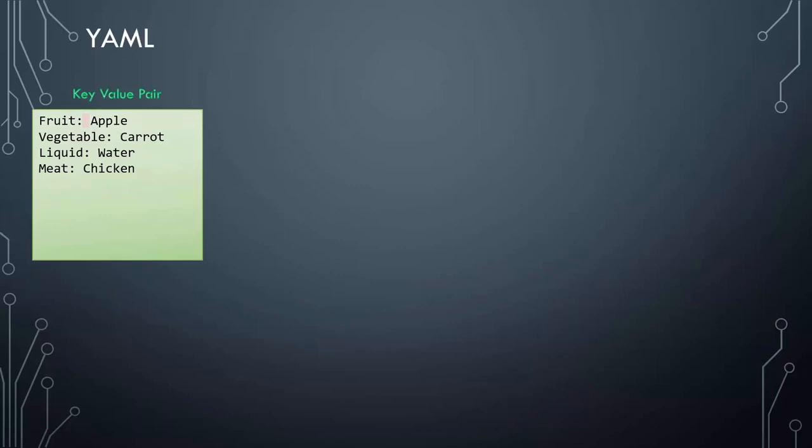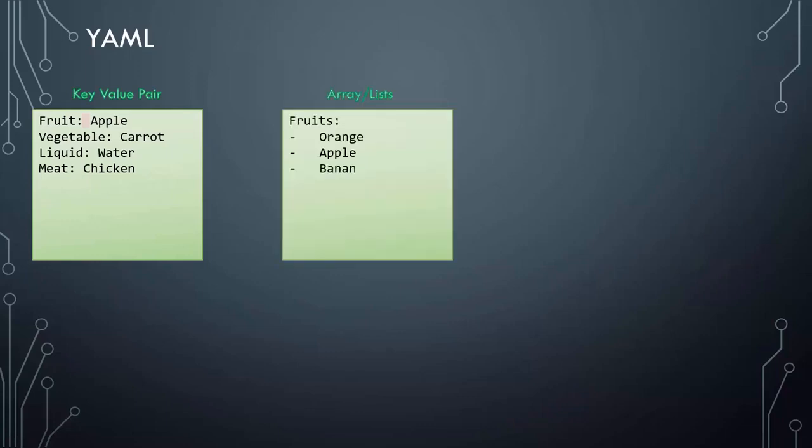Let's take a look at how an array is represented. We would like to list some fruits and vegetables. We would say fruits followed by a colon. On the next line, enter each item with a dash in the front. The dash indicates that it's an element of an array.